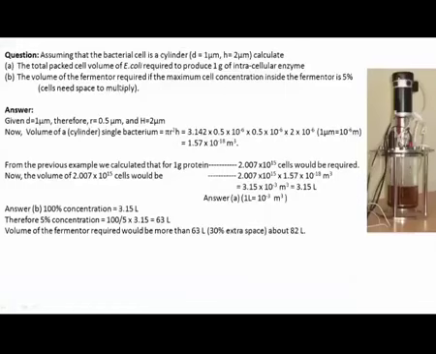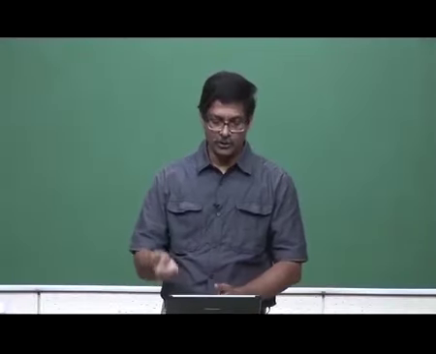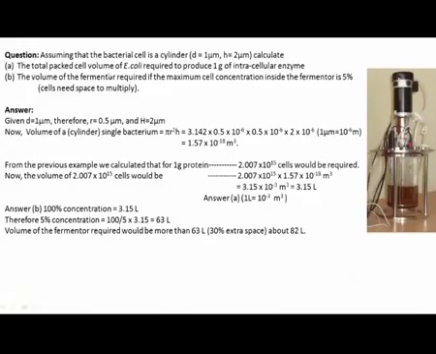So, there are two calculations that need to be done. One, the total packed cell volume of E. coli required to produce 1 gram of intracellular enzyme. So, it is related to the previous question. There also we were required to find out how many cells would be required to produce 1 gram. Here the question has been changed. What is the total packed cell volume? So, we have now the number of cells, that is already known.